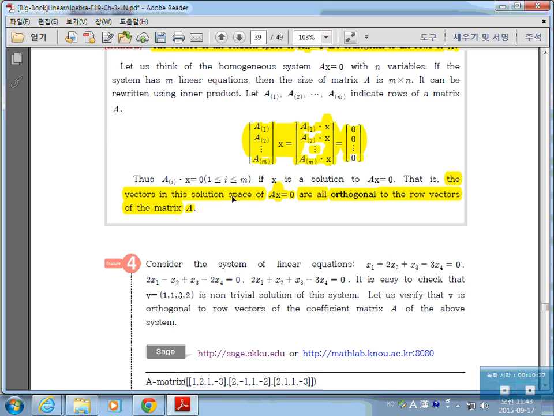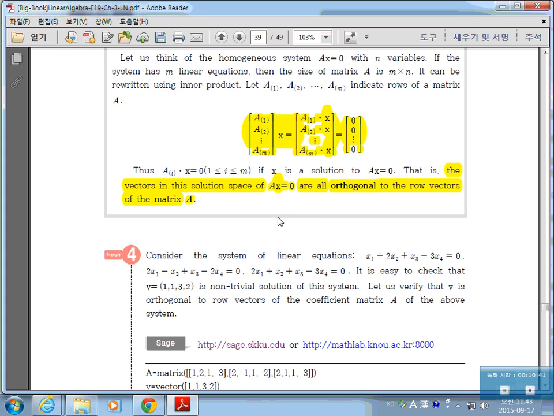So the vector in the solution space of AX equals 0, if any vector satisfies this, then it should satisfy this and this. What this means is these vectors should also be normal to any row vectors of A.